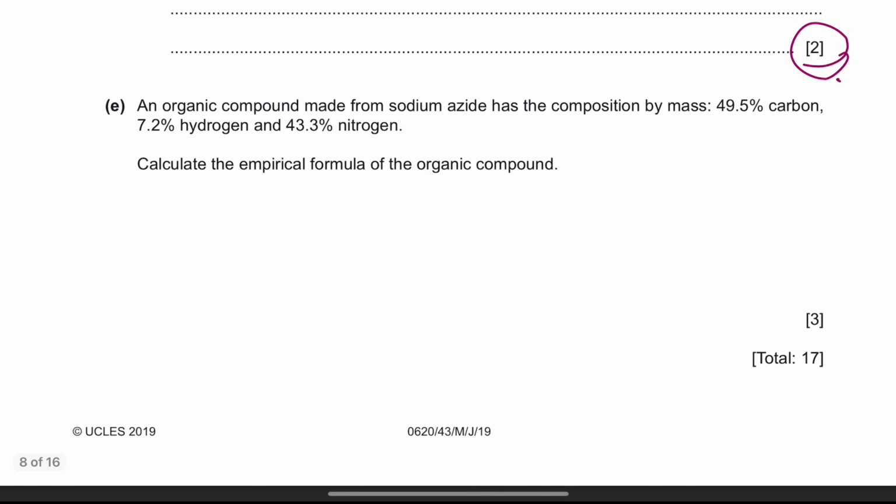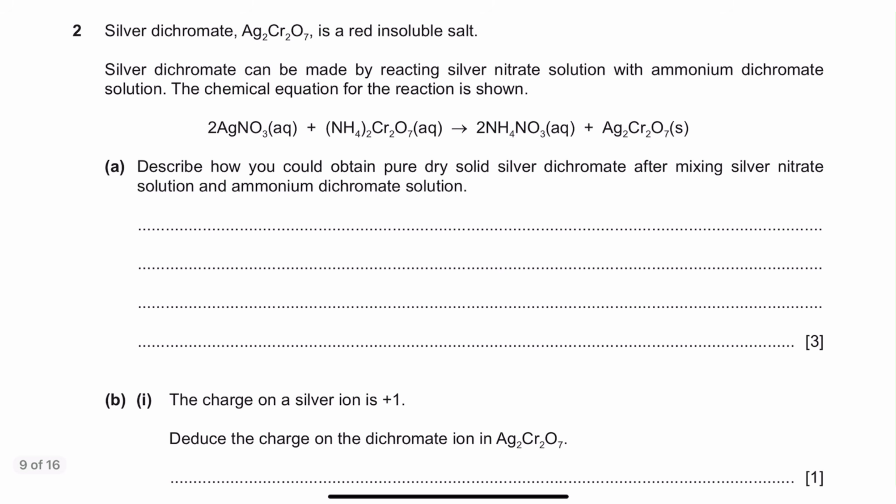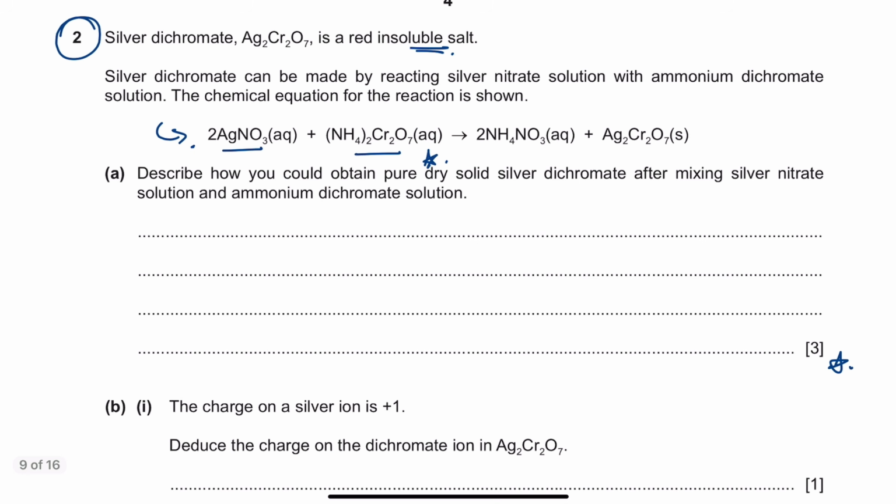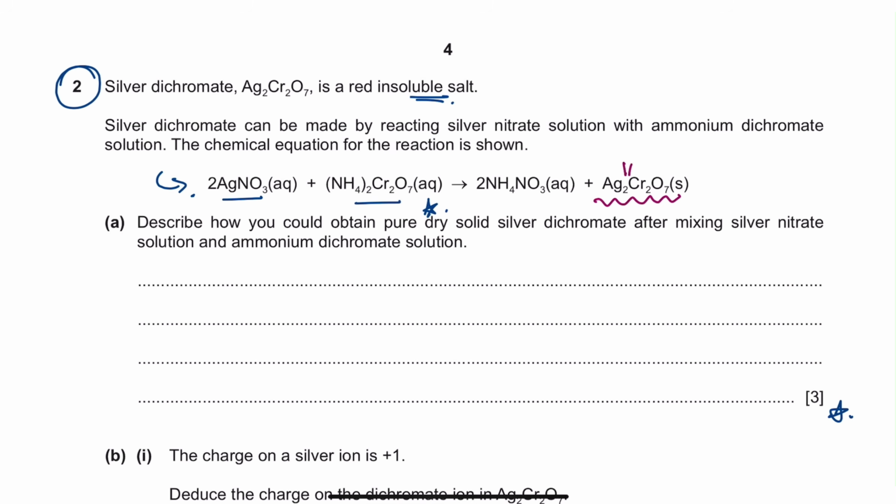Now question E is a calculation question, and I have already covered how to calculate empirical formula in our previous videos. This is the question from February-March 2017. Question 2 says that silver dichromate is a rare insoluble salt. Silver dichromate can be made by reacting silver nitrate with ammonium dichromate. The chemical equation for the reaction is shown. So here it is. Question A. Describe how you could obtain pure dry solid silver dichromate, which is this one, your insoluble salt, after mixing silver nitrate solution and ammonium dichromate solution.